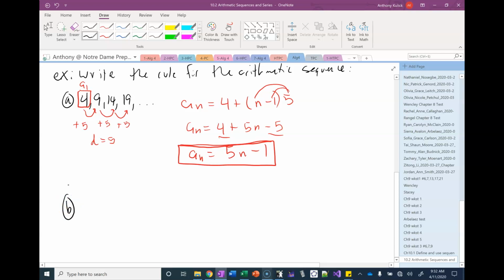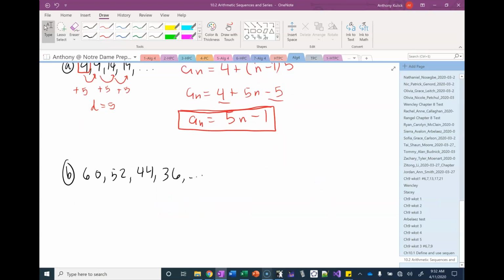Let's do another. Just like we did on the last one, we're going to start by looking for that d. To go from 60 to 52, we had to subtract 8. From 52 to 44, we had to subtract 8. And from 44 to 36, we had to subtract 8. So here we know the -8 is my d.